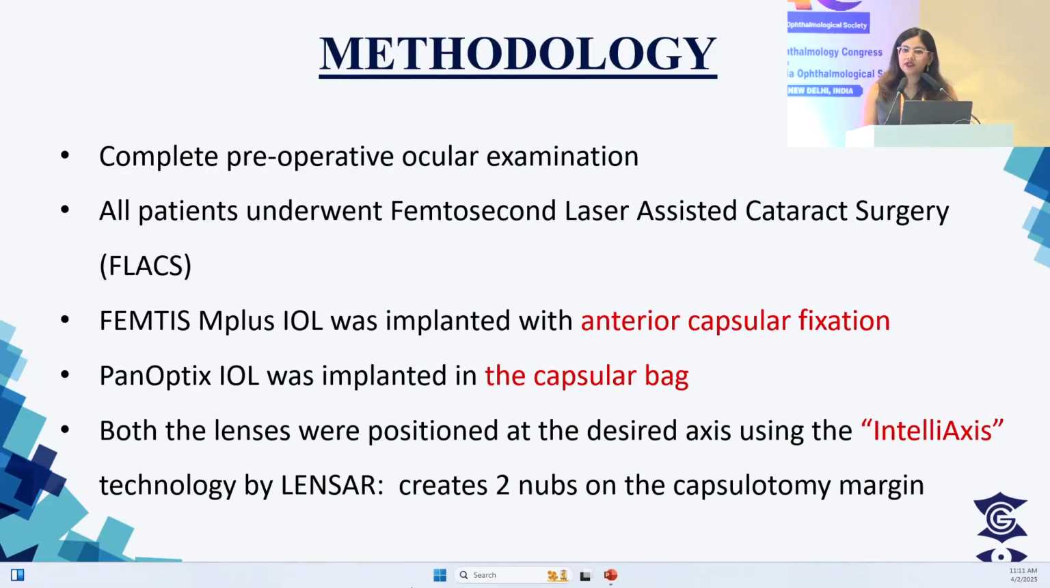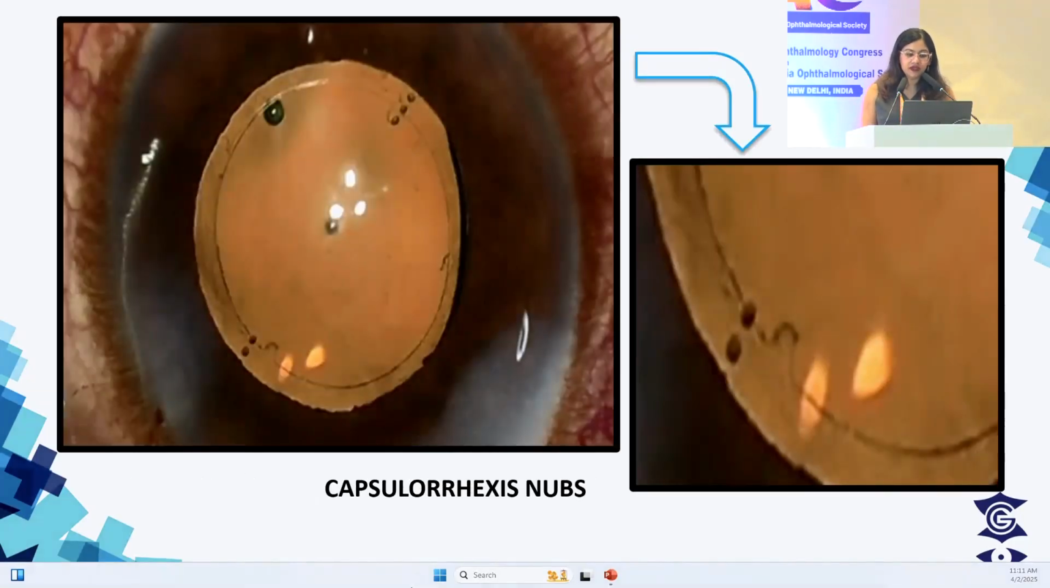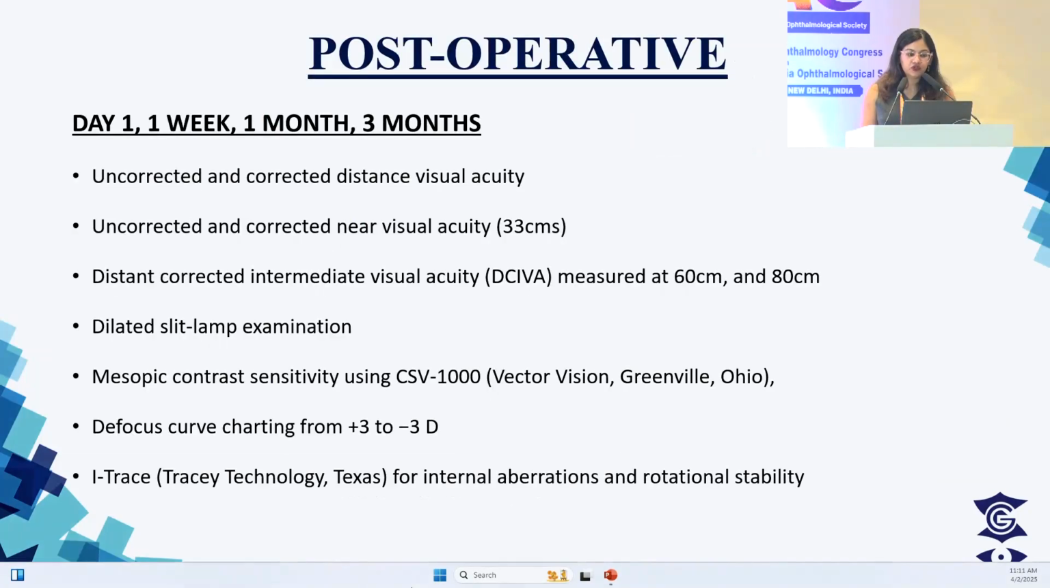A complete preoperative ocular examination was carried out, after which all patients underwent femtosecond laser-assisted cataract surgery. The Femtis M+ IOL was implanted with anterior capsular fixation, while the Panoptix IOL was implanted in the capsular bag. Both lenses were positioned at the desired axis using the IntelliAxis technology by LENSAR, which creates two nubs on the capsulotomy margin. This is an image of the capsular axis nubs. Postoperative follow-up was done at day 1, 1 week, 1 month, and 3 months.